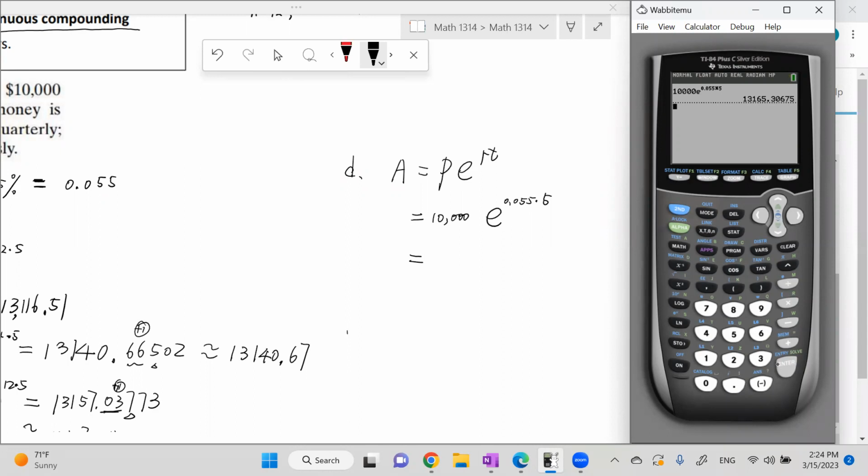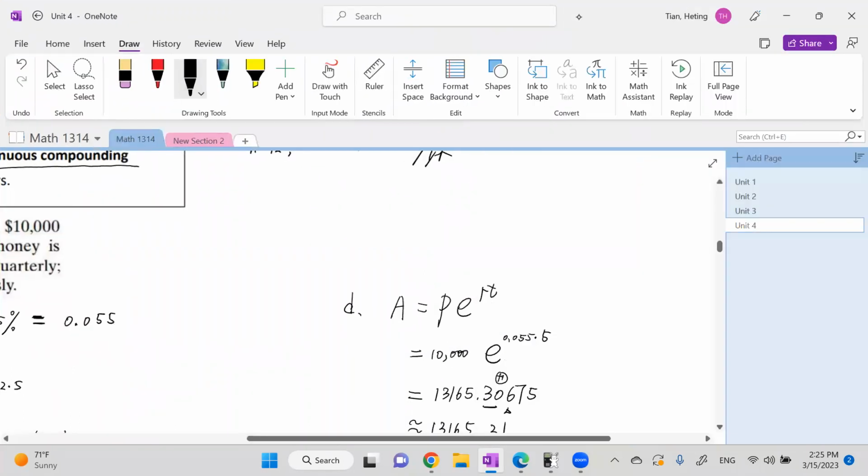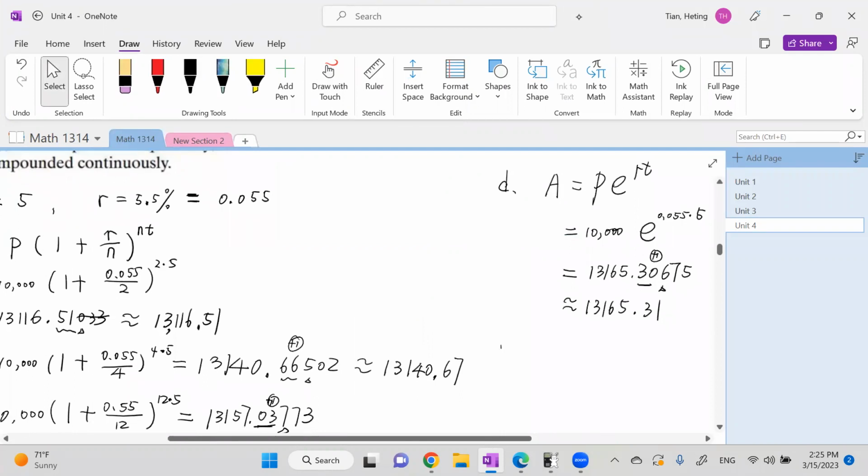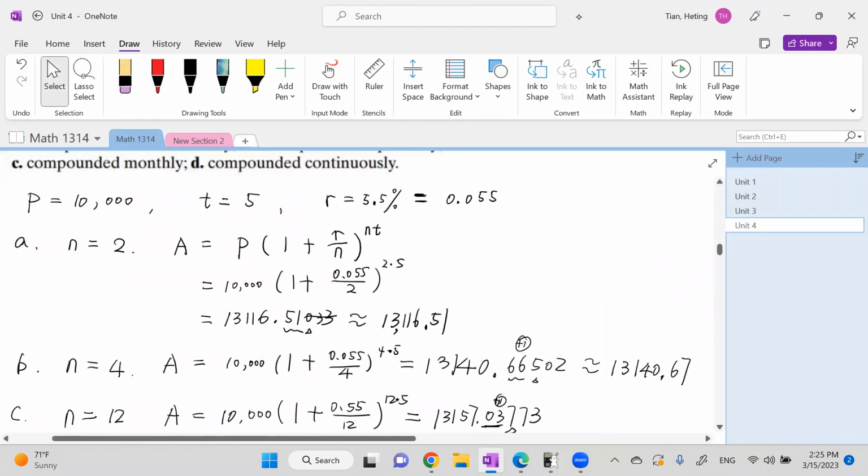So we are having 13165.30675. We need to keep 2 decimal places. So here is 6. That means we add 1 to the 0 part. We have 13165.31. All right. Make it bigger. All right, you see, we found all the future values for different compounding.